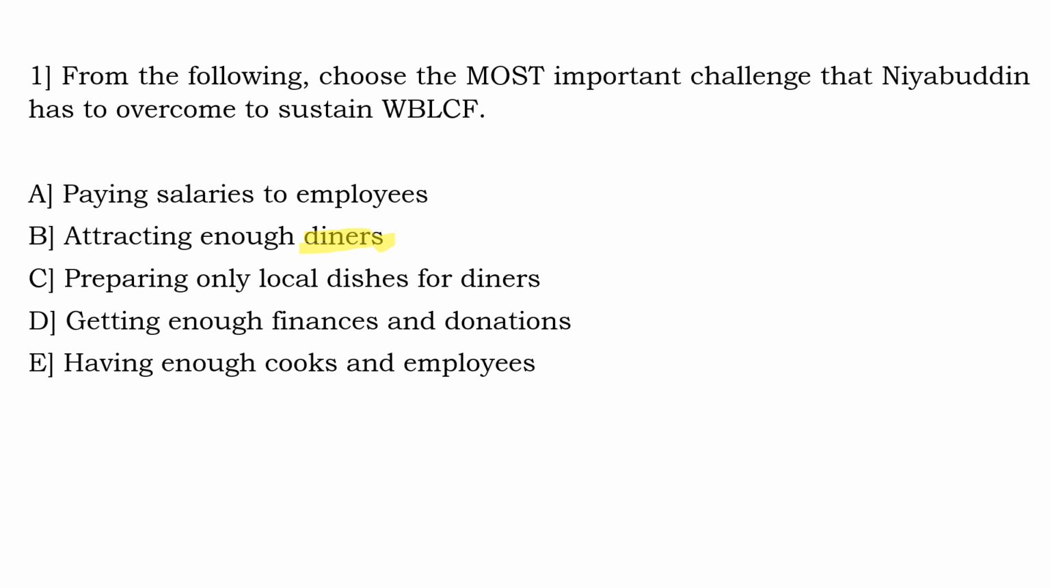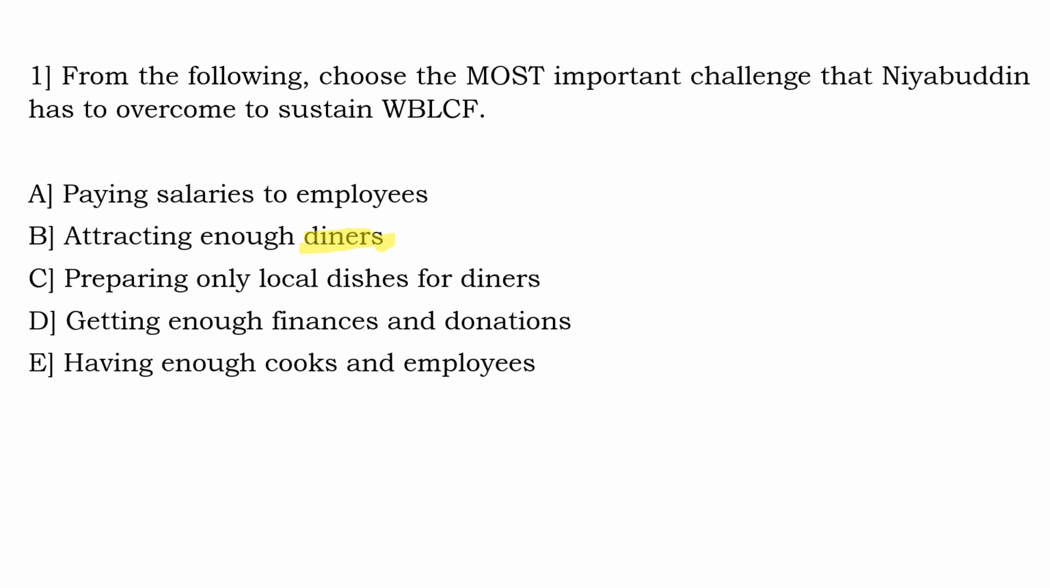So the first question is the most important challenge that Niyamuddin has to overcome to sustain a WBLCF. So what is the most important challenge, or the most difficult thing that Niyamuddin is facing in running his operations of charitable food? That is the issue. And the options are: paying salaries to employees. Yes, this is an issue he is facing, so it could be a probable answer.